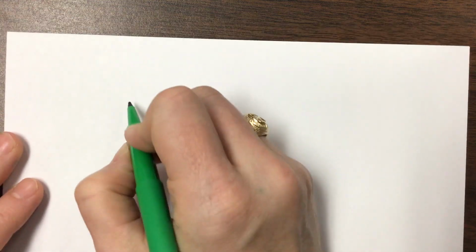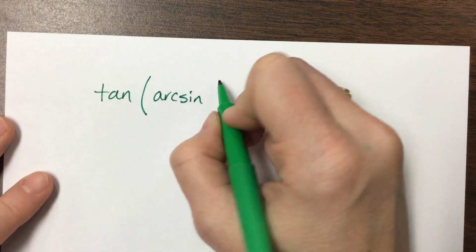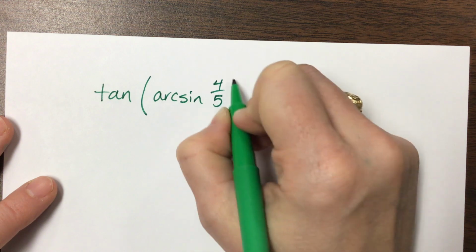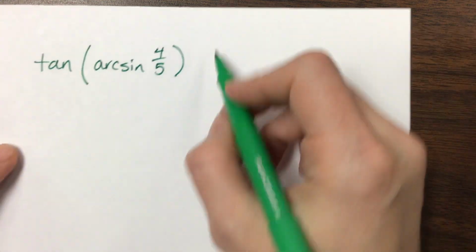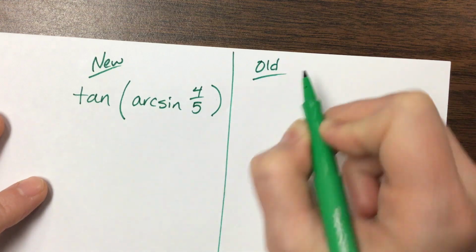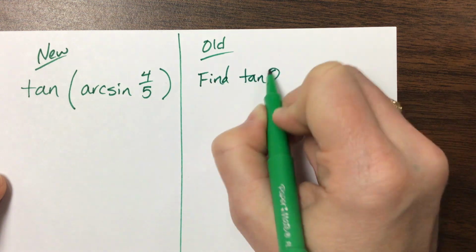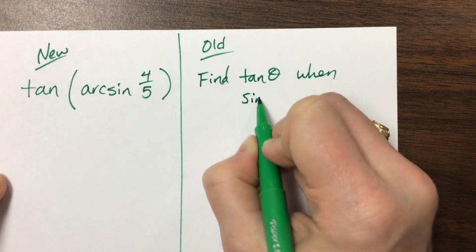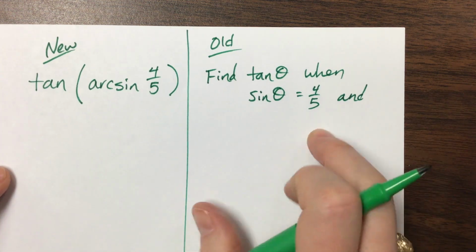Another thing that I might do, because I'm not a nice person, is I might say something like, haha, I'm kidding. Well, not really. I might say something like tangent of arc sine of 4/5. Okay, so this is the new way of asking the question. The old way would have been to say something like, find tangent of theta when sine of theta equals 4/5, and then I would have in the past told you where theta needs to live.